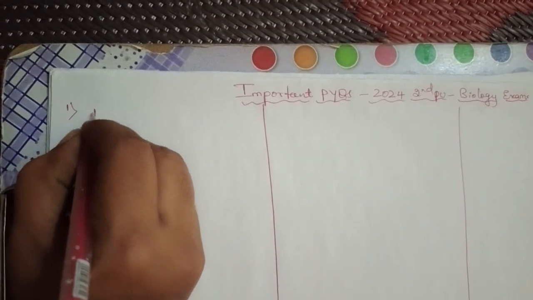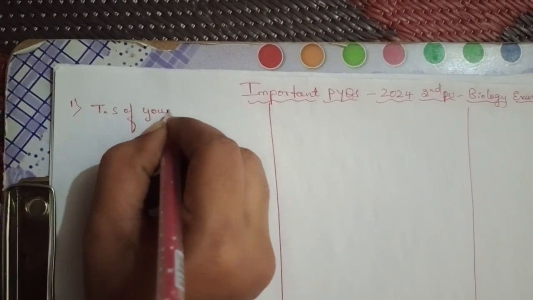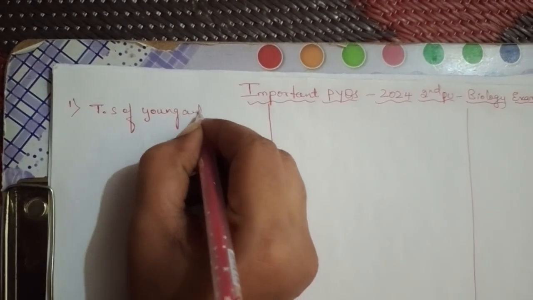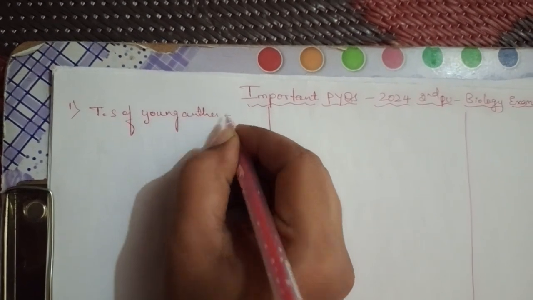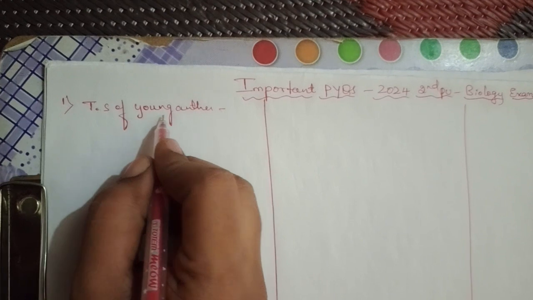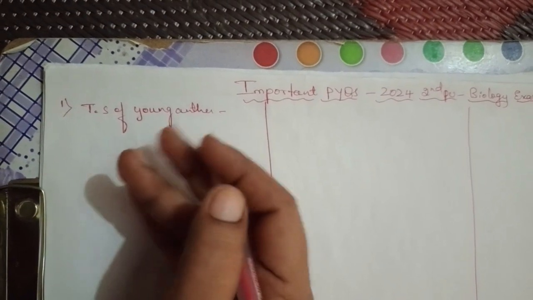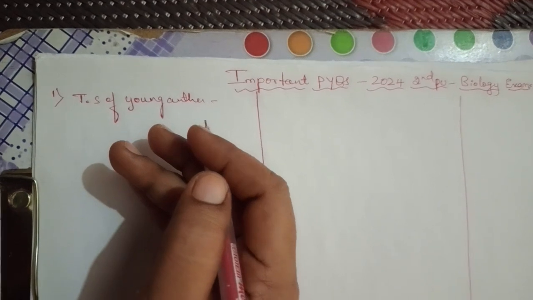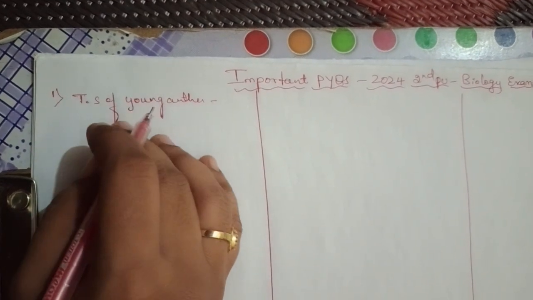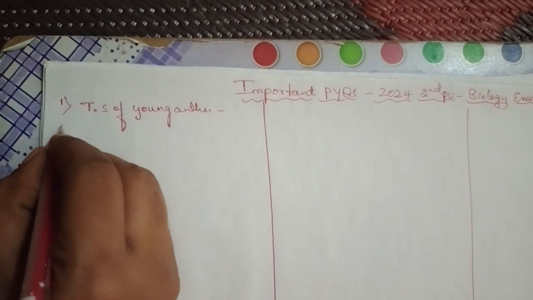So one thing will be the TS of young anther. For this concept they can ask the TS of young anther diagram, along with about 1 mark MCQs based upon the layers of the anther. So this is very important.